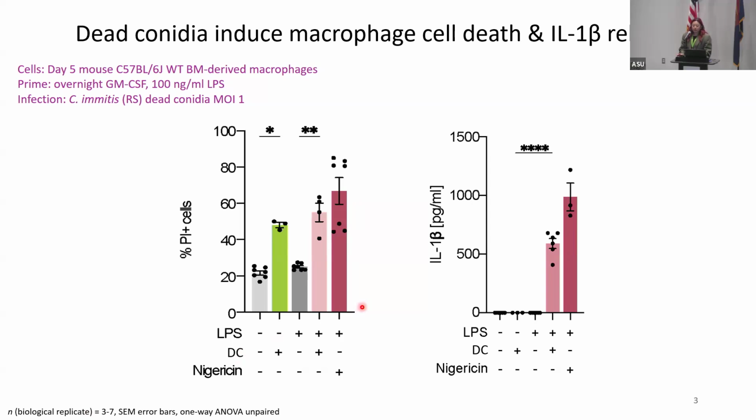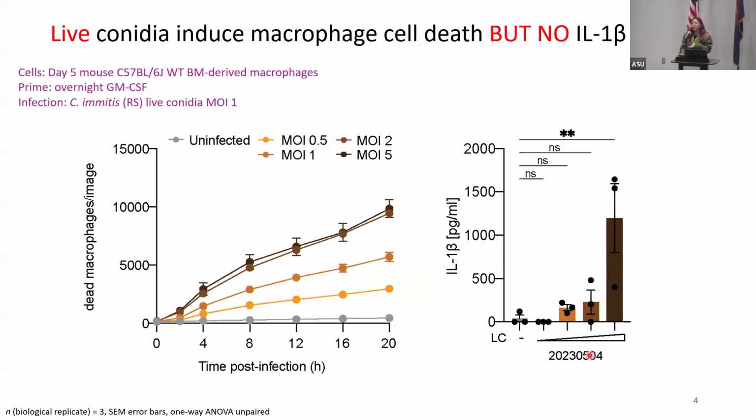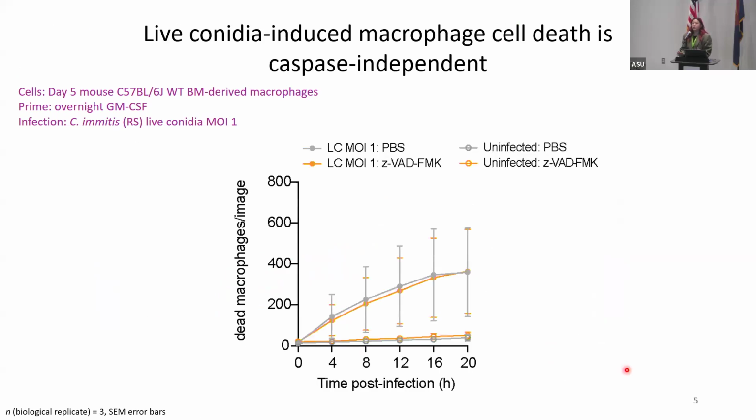But when we stimulated cells with dead conidia, that also led to cell death. However, IL-1 beta release for us was only observed with LPS priming. Interestingly, when we looked at live conidia, we saw a similar effect. Live conidia infection led to both cell death and IL-1 beta release, but that only occurred at an MOI of 0.2 and higher.